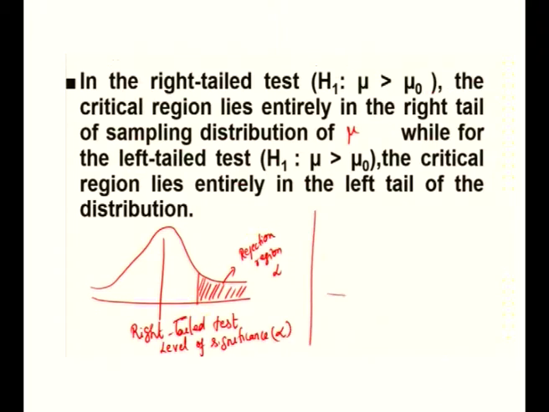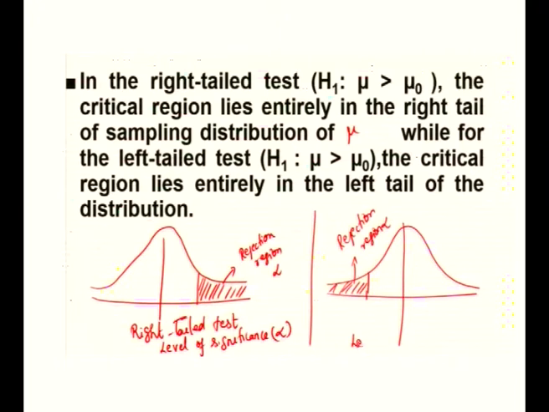What about left-tailed test? Left-tailed test is you have to shade it on the left. This is rejection region alpha. This is left-tailed test. Here also the level of significance is alpha. Okay. And this particular value is Z alpha, and here this particular value is minus Z alpha.